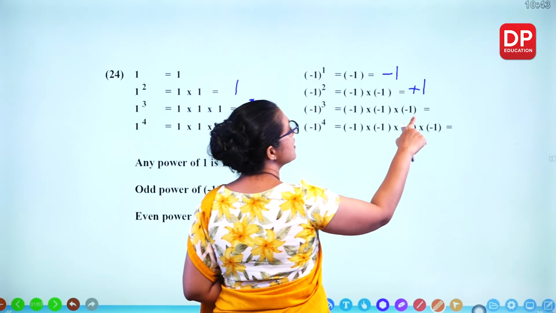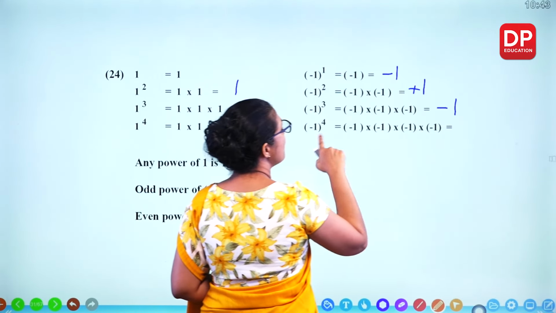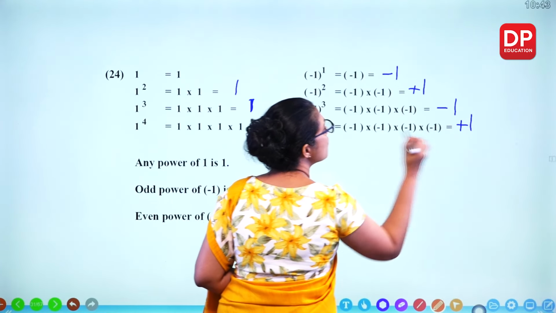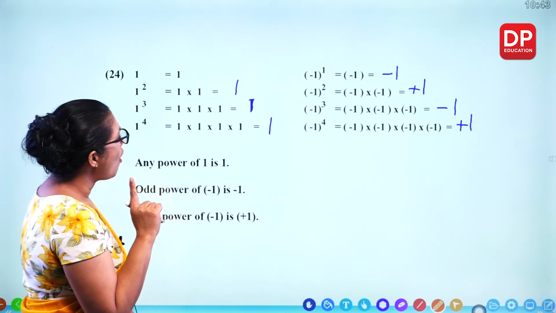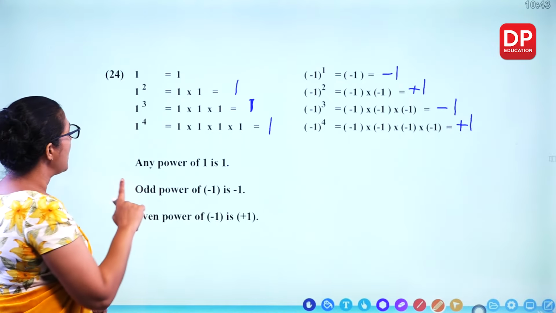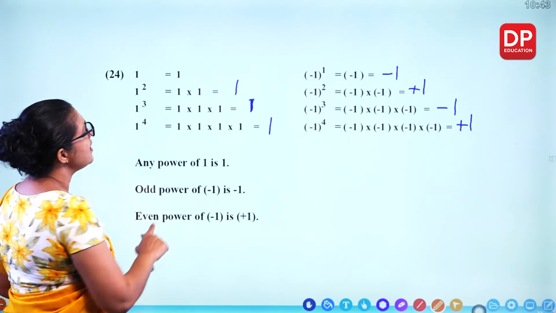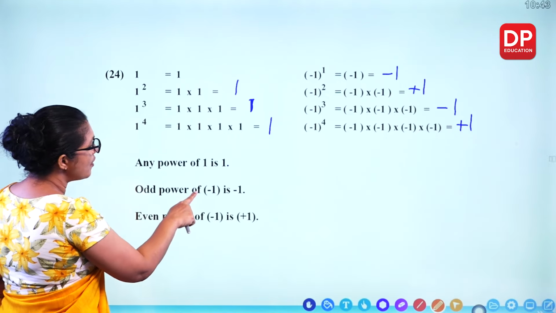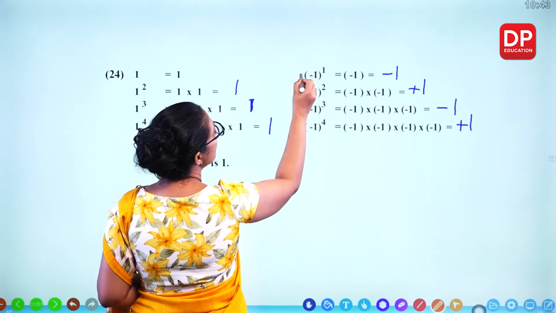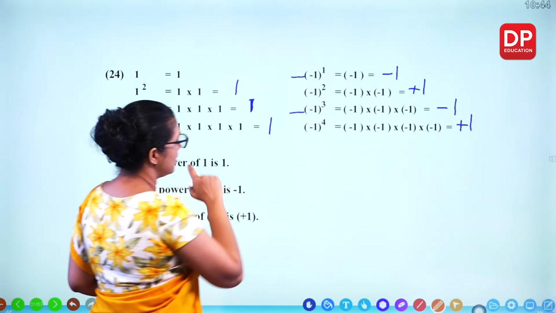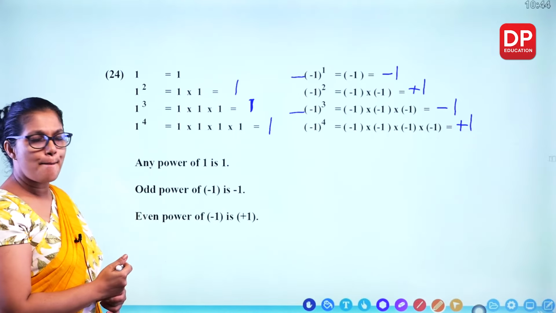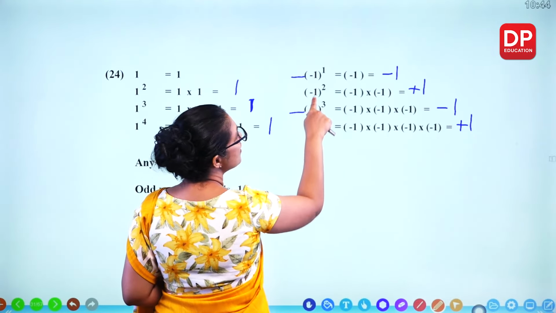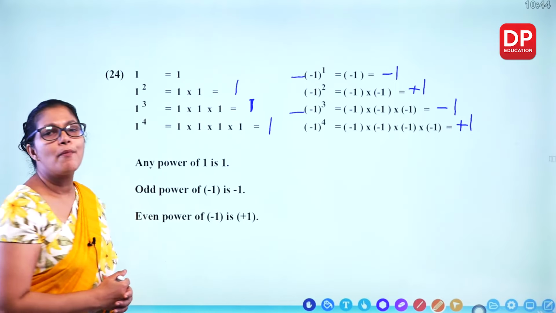Here 3 numbers, so you get negative 1. Here negative 1 times negative 1, you get positive 1 as well. Now observe that any power of 1 is always 1. Odd power of negative 1, you are always getting minus 1. Even power of negative 1, you are always getting positive 1.